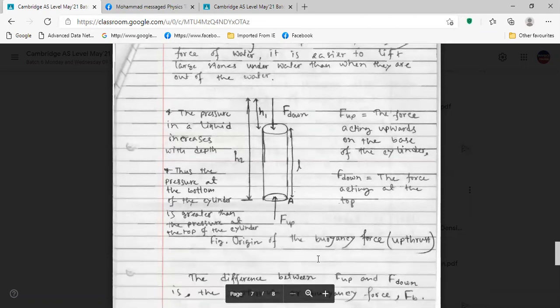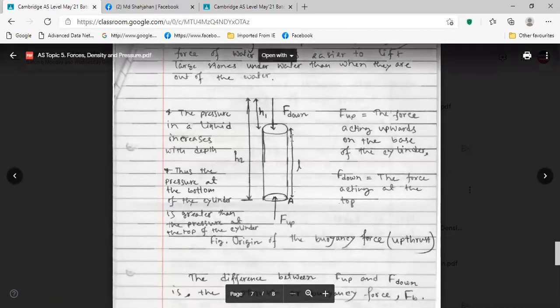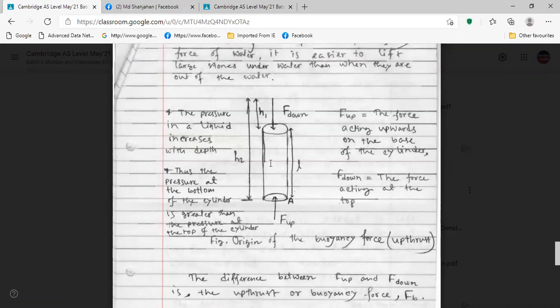You see, we have labeled here some of the things. This is the length of the liquid column, and this one is the height above the liquid column, and H2 is the height from above the liquid column till the bottom of the liquid column.